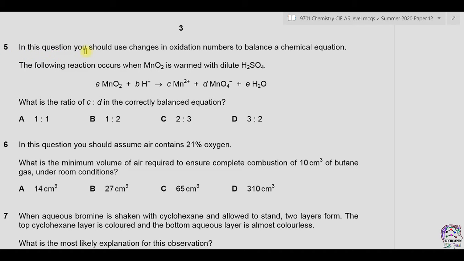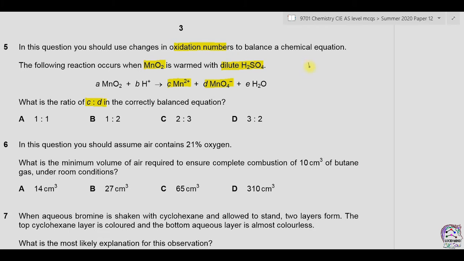Question 5. In this question, you should use changes in oxidation numbers to balance a chemical equation. The following reaction occurs when manganese dioxide is warmed with dilute sulfuric acid. What is the ratio of C to D in the correctly balanced equation? So we have to find the ratio between the manganese ions and manganate ion.